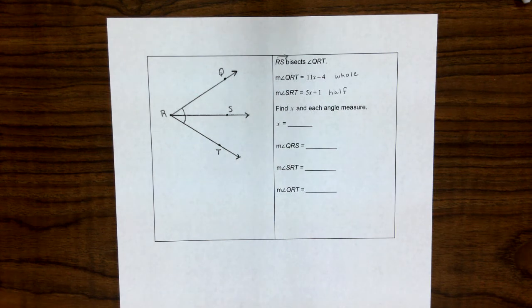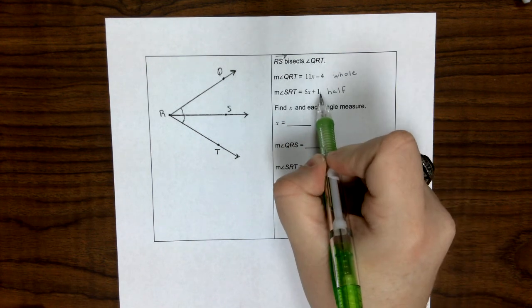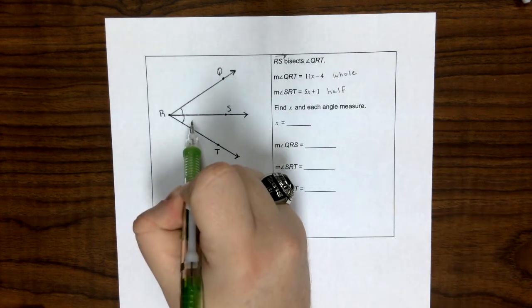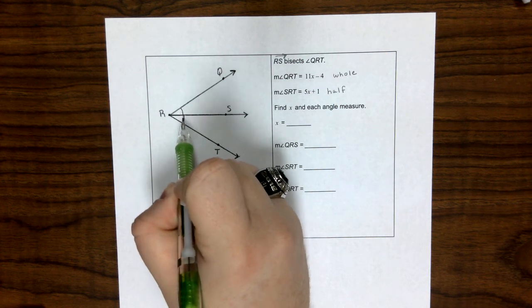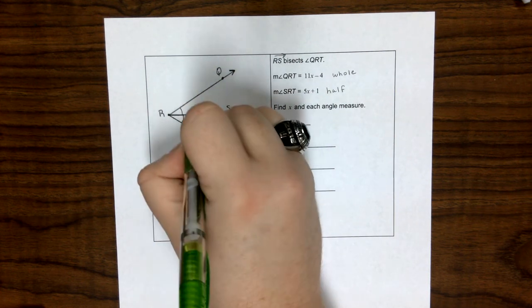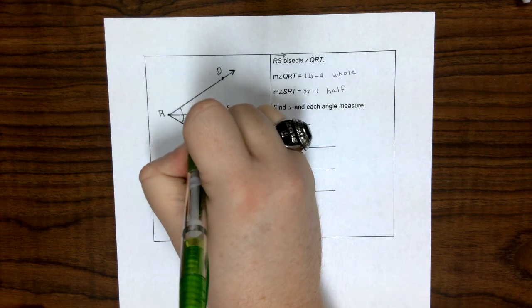So notice the difference in this problem. Instead of getting both halves, you get the whole thing, and then you know half of it. So your setup is going to be different for this kind of problem. What we need to do now is, I know half of it. This half is 5x plus 1. And then because these are congruent, let me write that in here. We know this is 5x plus 1.